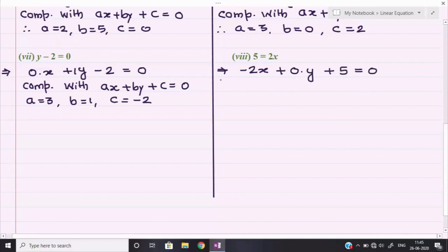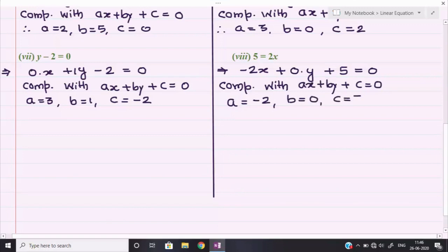So now compare this equation with ax plus by plus c is equal to 0. What is the value of a here? The value of a will be equal to minus 2, b will be equal to 0 and c will be equal to 5. So this is the final answer of all 8 parts. Okay, so this way we have completed all the questions. Once you can see how we have done.